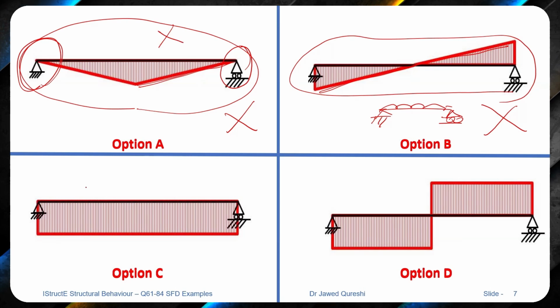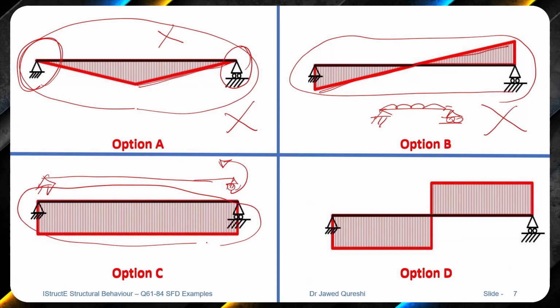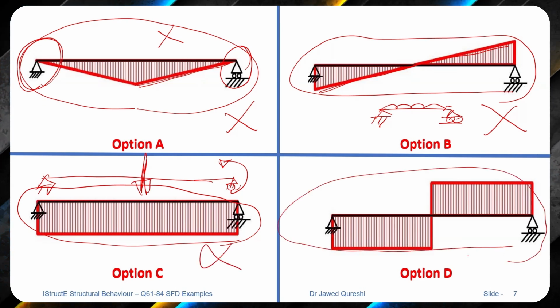Option C, this is the option when you have some kind of a point moment applied at the end of a beam. In that case, the shear force diagram remains constant. But here it's not the case. We have a point load at the central portion, so that's why we cross this option as well. The only option remaining is option D.